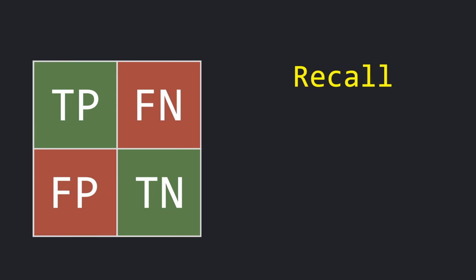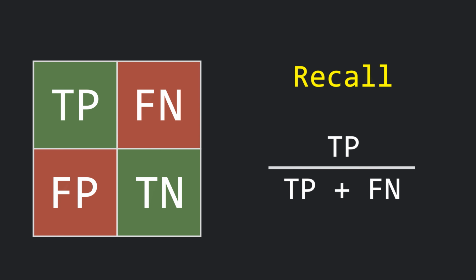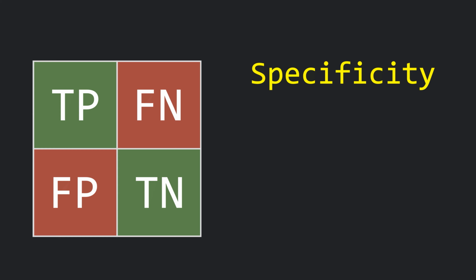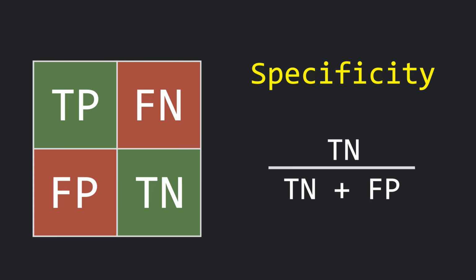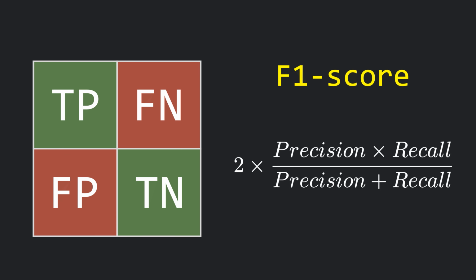Then we have recall, also known as sensitivity. Recall measures out of all the actual positive samples, how many the model correctly identified as positive. We also have specificity, which measures the proportion of actual negatives that were correctly identified as negative. This is sometimes called the true negative rate. Finally, there is the F1 score, which is the harmonic mean of precision and recall. It gives us a single metric that balances both precision and recall, especially useful when dealing with imbalanced datasets.